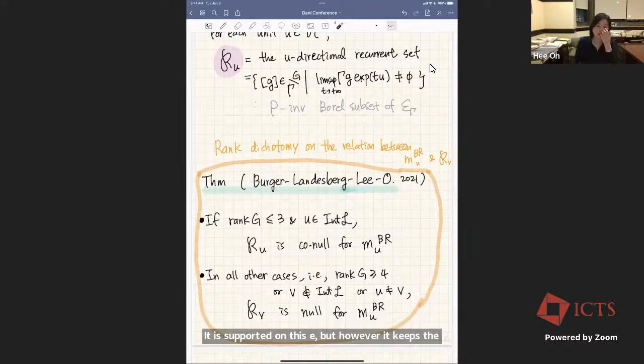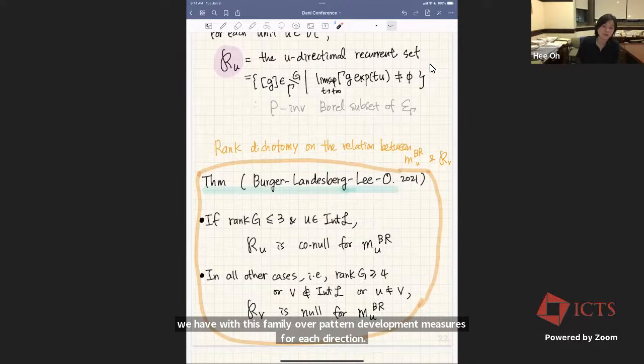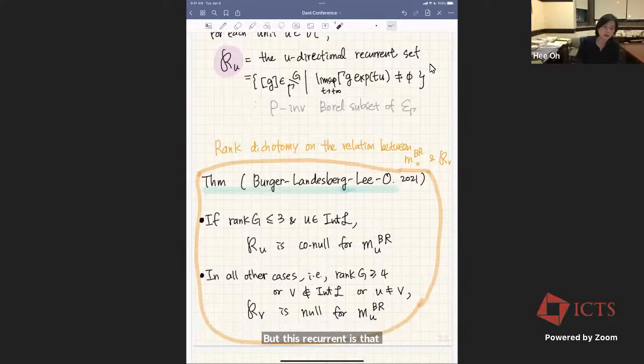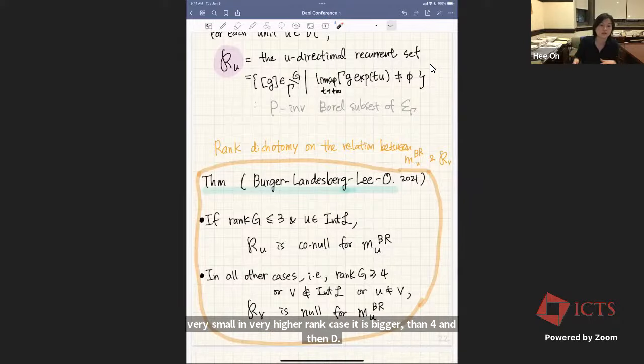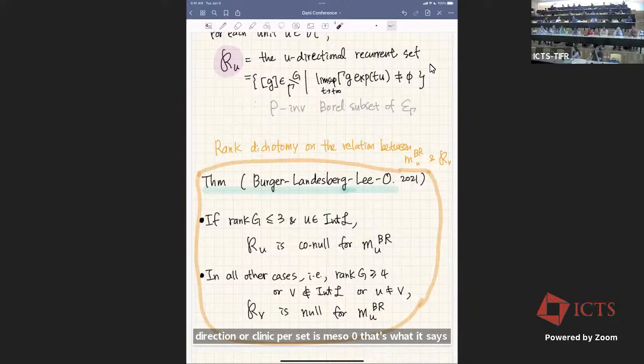So in fact, even though I stated this statement in terms of Burger-Robin measure, it is the same statement. You can look at this gamma conformal measure, and one can also state this theorem in terms of this gamma conformal measure. So we have this family of Patterson-Sullivan measures for each direction, but this recurrent set for each direction is very, very small in very high rank case, if rank is bigger than 4, and then this directional conical set is measure 0. That's what it says.